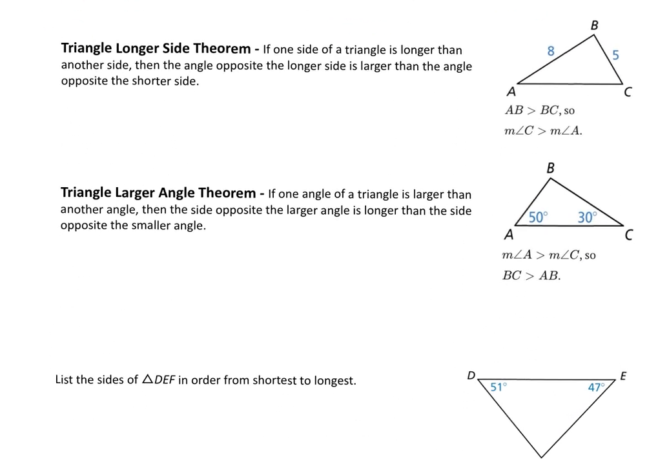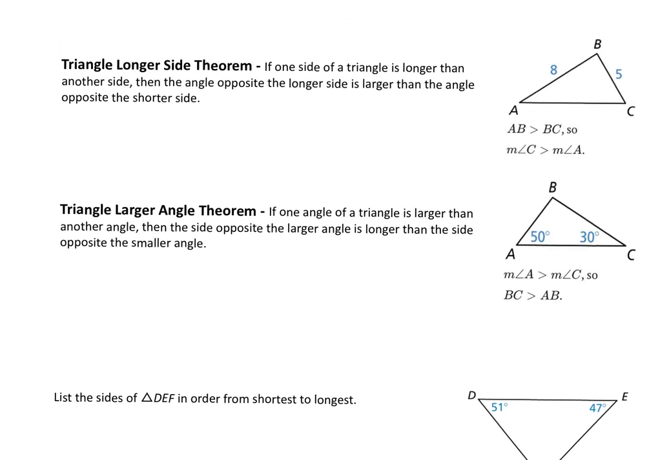The theorem has a kind of funny name: the triangle longer side theorem. It's pretty much telling you exactly what's going on. If 8 is longer than 5, if AB is bigger than BC, that's a true statement. Therefore, the angle across from 8, angle C, is bigger than the angle across from 5, which is A. So we know C must be bigger than A. We don't know the actual measures of C and A, but we know C is bigger. I could also say angle A is less than angle C, so I could write that inequality a couple of different ways.